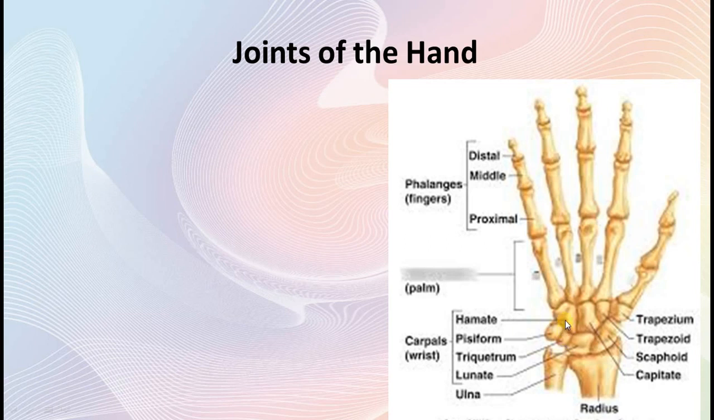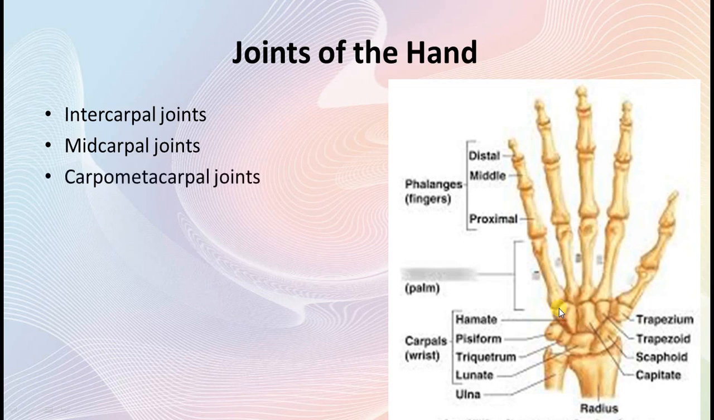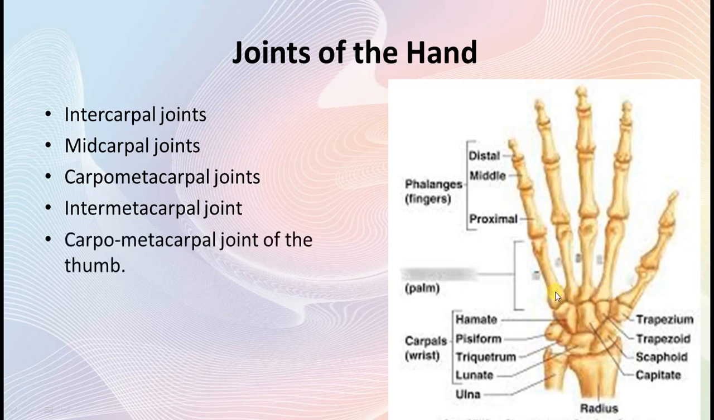Now between the distal row and the metacarpals, what you have is the metacarpophalangeal joints. Apart from the intercarpal or midcarpal joints, you see the carpometacarpal joints. Intercarpal joints are between these bones transversely. Midcarpal is between the proximal and the distal row. Carpometacarpal is between the distal row of the carpal bones and the metacarpals. Then you have intermetacarpal joints.